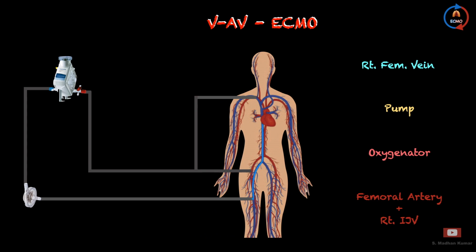The VAV configuration is shown in this circuit diagram, where the venous blood is drained from the right femoral vein, gets oxygenated, and the oxygenated blood is given through the femoral artery and the right internal jugular vein to prevent differential hypoxia.